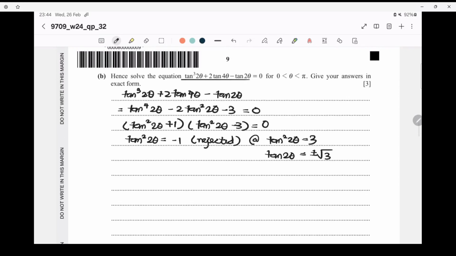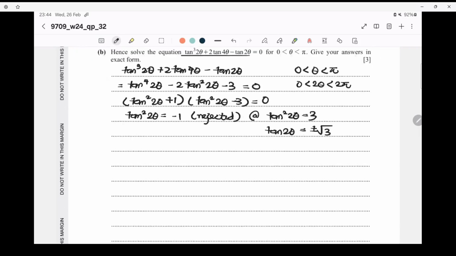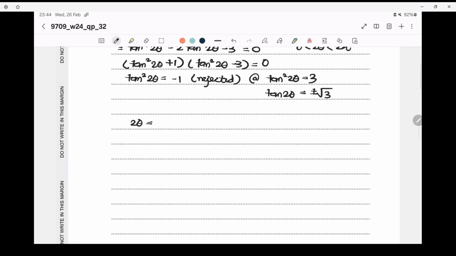So now you need to take note of this. This is your solution space. If it is 2 theta, then you should find your solution from 0 to 2 pi. So 2 theta will be equal to, when you find the inverse tangent of square root 3, basically you will get pi over 3. Because you have plus or minus, you need to find your answer in 4 quadrants. So the first one is pi over 3, second one is 2 pi over 3, and then you have 4 pi over 3, and finally 5 pi over 3.